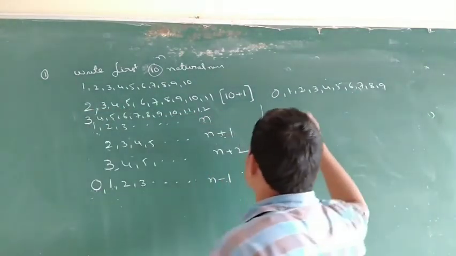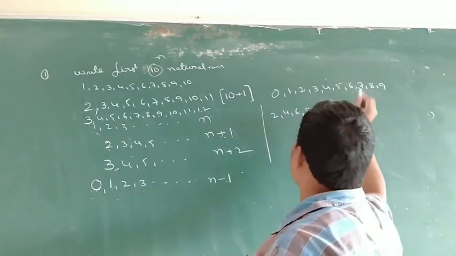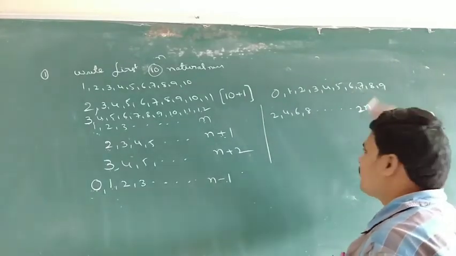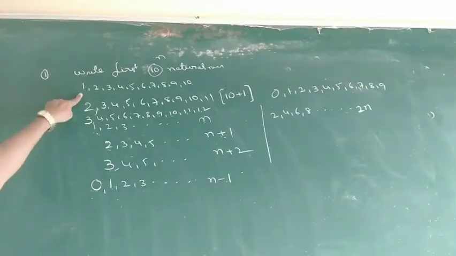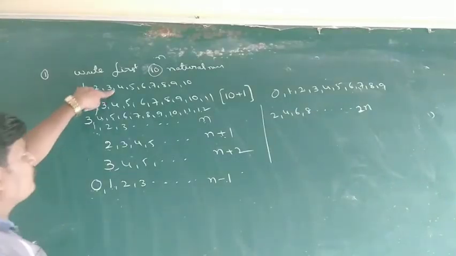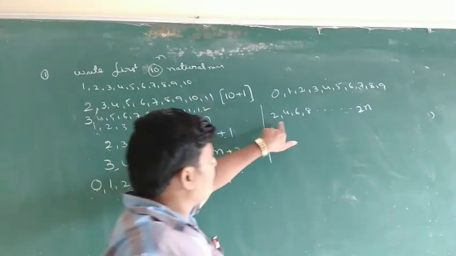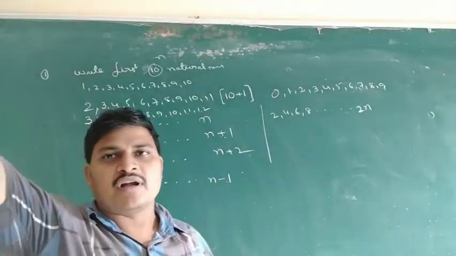Next, 2, 4, 6, 8 and so on. What is the last number? 2n. This is the first term, second term, third, fourth, fifth, sixth, 10th term. Here 2, 4, 6, 8, next 10. 1, 2, 3, 4 and so on, last n.